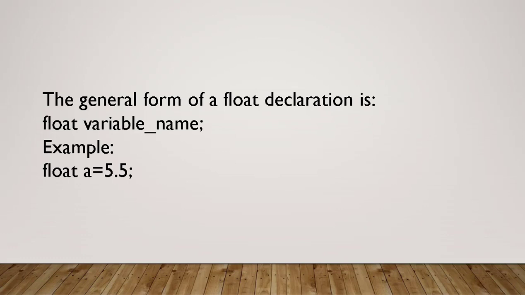The syntax for float declaration, or the general form of float declaration, is first you mention the keyword float and then the variable name. For example, float is the data type, A is the variable name that is equal to 5.5, that is, 5.5 has been assigned to A. Whenever we use the A value, it will be replaced by 5.5.